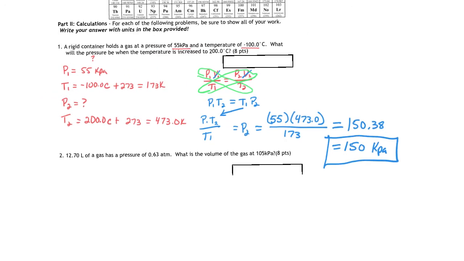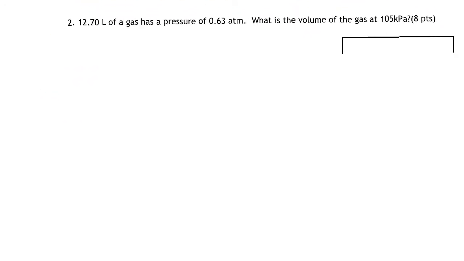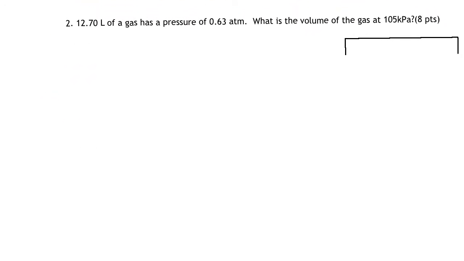Again, if you want to go ahead and stop the video so that you can work this out for yourself and then check your answer. But I'm going to go ahead and talk right through this. So we've got 12.70 liters of gas at a pressure of 0.63 atmospheres. What is the volume, there's my unknown, of the gas at 105 kPa?